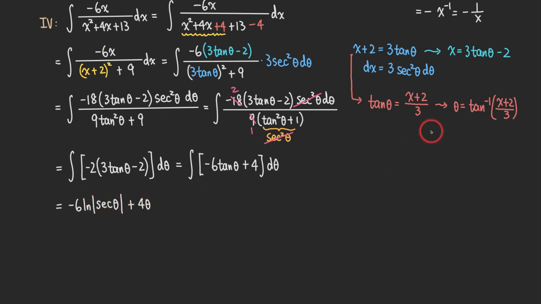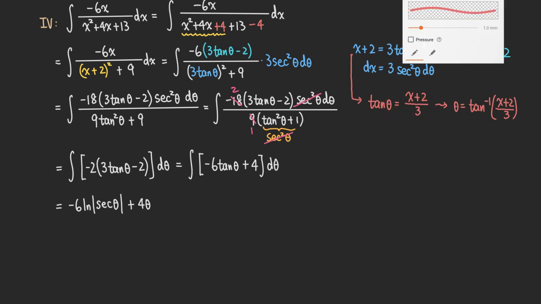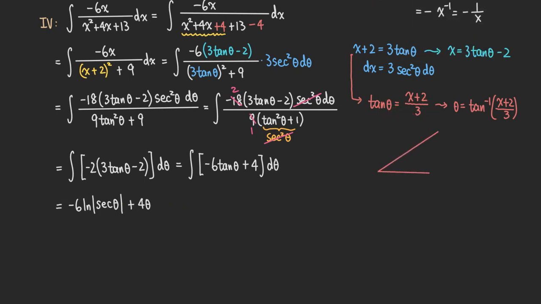Okay, so now you may say, what's next? How do we switch back those ones? We can draw a triangle right here. A right triangle, of course, right? Then you can label your angle right here. This is your angle theta. Opposite over the adjacent, so we get x plus 2 over 3, because tangent theta is equal to x plus 2 over 3. Using the Pythagorean theorem, we get the square root of x plus 2 squared plus 9, right?